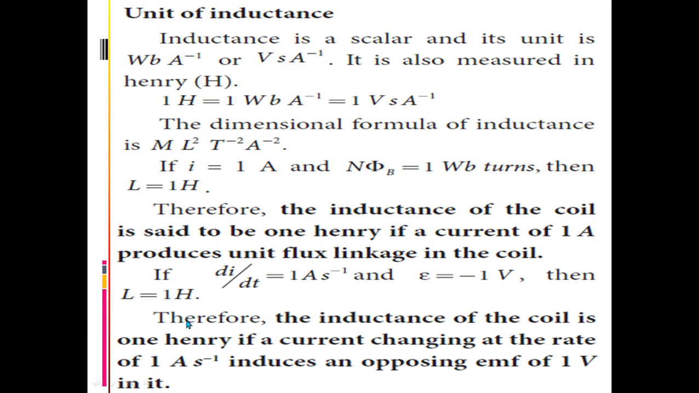So, therefore, the inductance of the coil is 1 Henry. Another definition of 1 Henry, please note it down. The inductance of the coil is 1 Henry if a current changing at the rate of 1 ampere per second induces an opposing EMF of 1 volt in it. Please note it down, children. This is the 1 Henry definition.